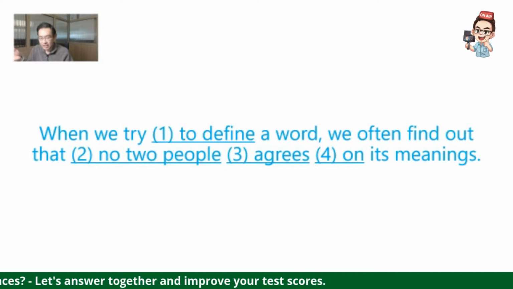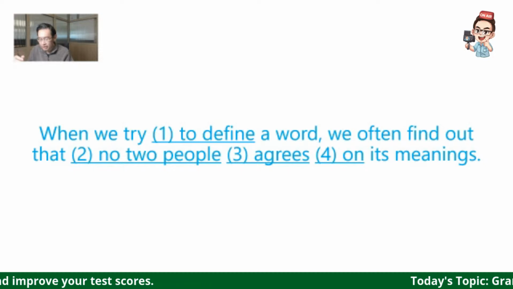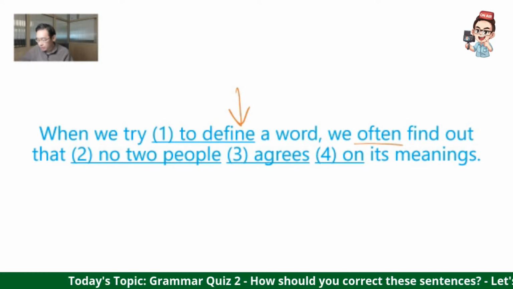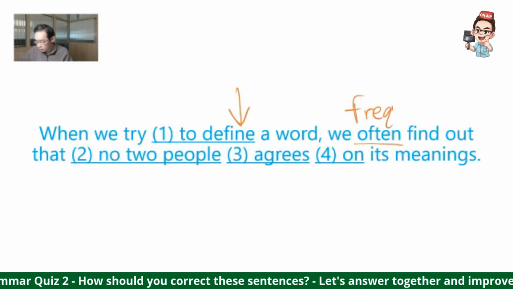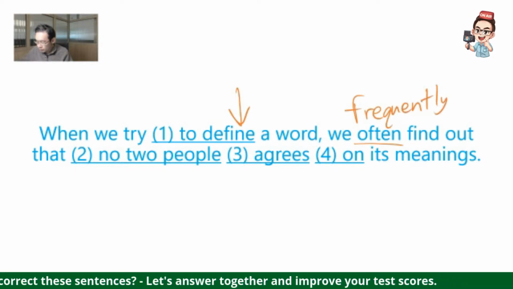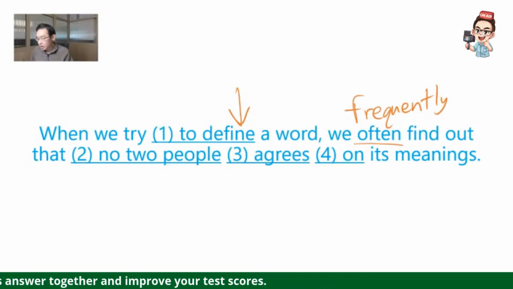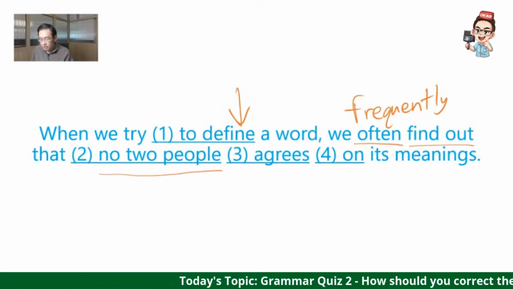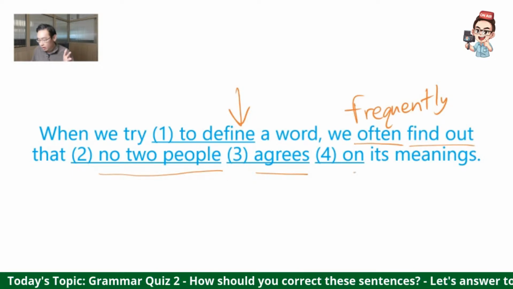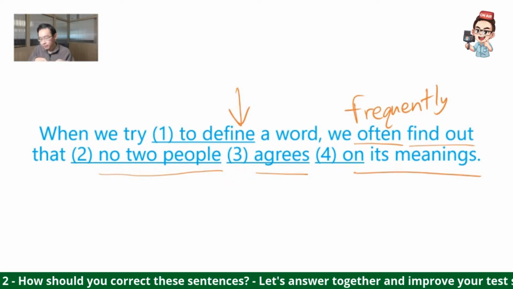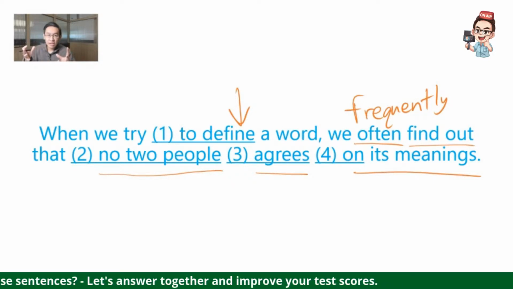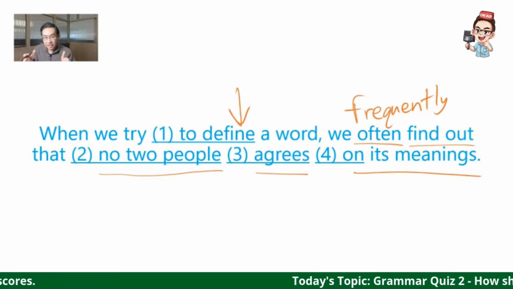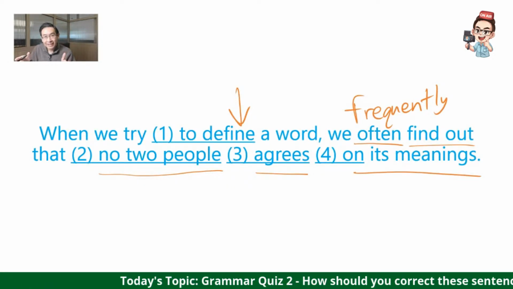Okay, let's look at the meaning of this sentence first. When we try to define a word, which is to give meaning to a word, we often, which is the same as frequently, find out that no two people agrees on its meanings. So we discover that, even with two people, they can't agree. They don't think the same in considering its meaning. So if there's a word and we want to give the meaning to this word, when we ask two different people, these two people actually are very likely to give different answers.